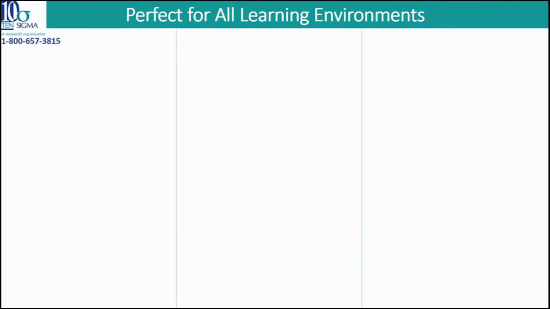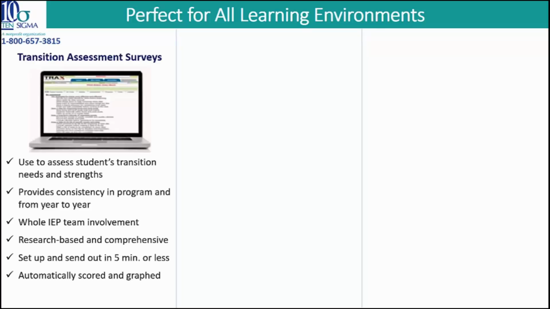Let's talk about the 3 specific tools you get with the 10 Sigma Transition, Compliance, and Best Practices program, and why they are perfect for all learning environments. The TRACS Transition Assessment Surveys are used to assess the student's transition needs and strengths, which are functional needs and strengths. It provides consistency in the program and from year to year.